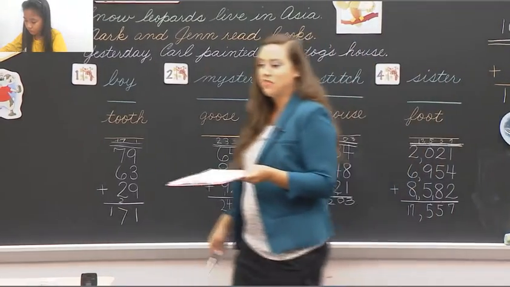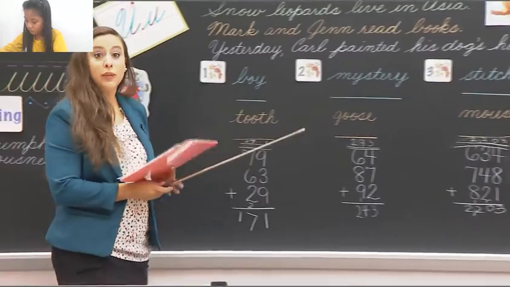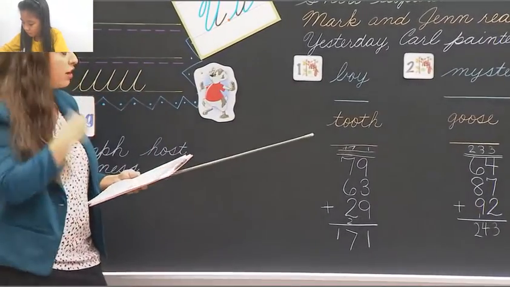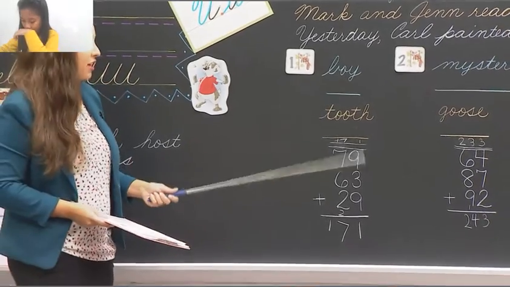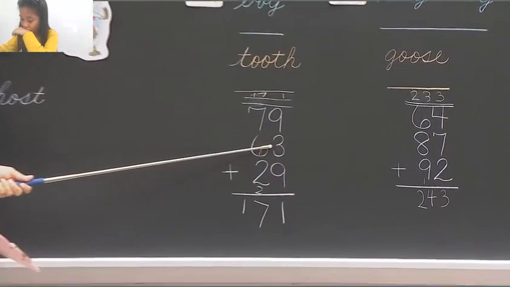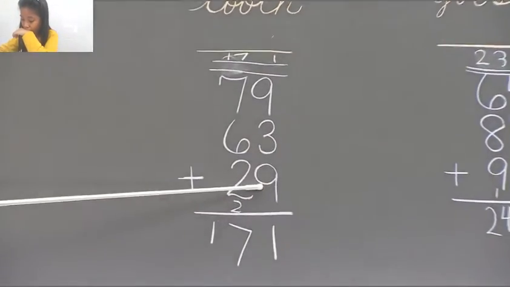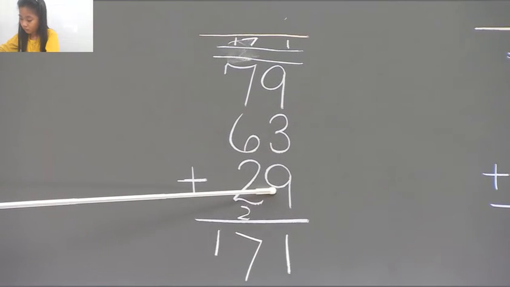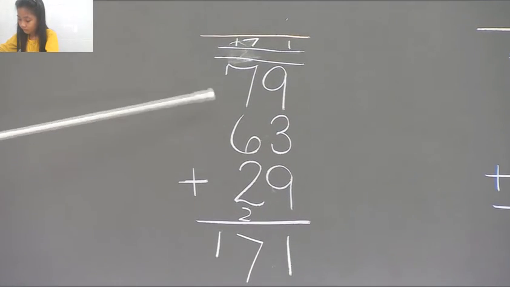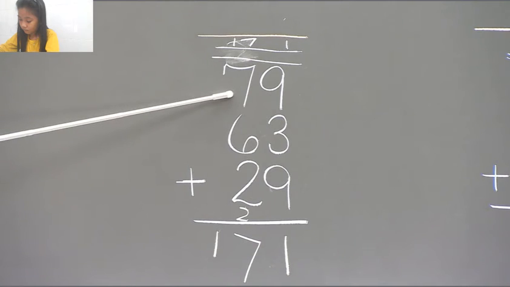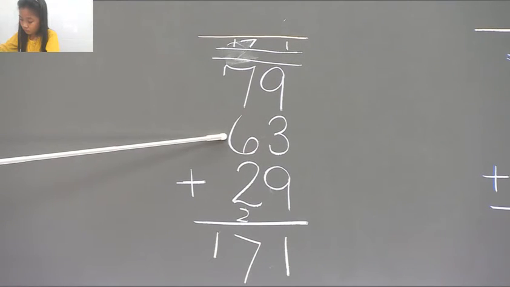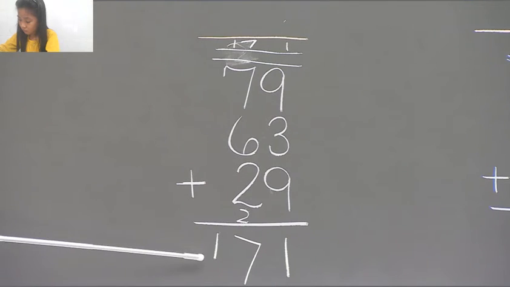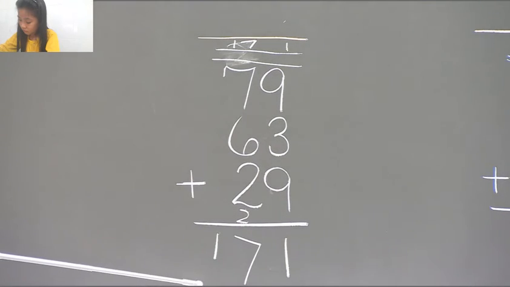Let's check some of these answers. Even if you haven't completed this section, let's go ahead and check through them. I'm going to point to it, you add it, and then give me the answer. 9 plus 3 is? 12. 12 plus 9 is? 21. So we have the 1, and then we carried the 2. 2 plus 7 would be? 9. 9 plus 6 would be? 15. 15 plus 2 is? 17. 17, the answer, 171.